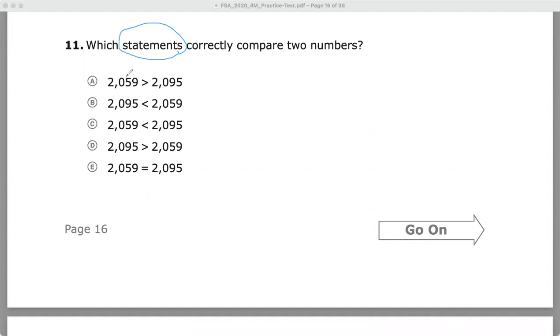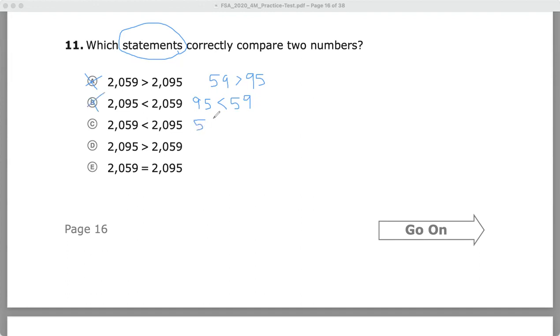So let's look at A. And all of them start with 2000, so 20. We're just looking at the last two numbers. Is 59 greater than 95? No. So this one is not correct. Is 95 less than 59? No. So that is not correct.